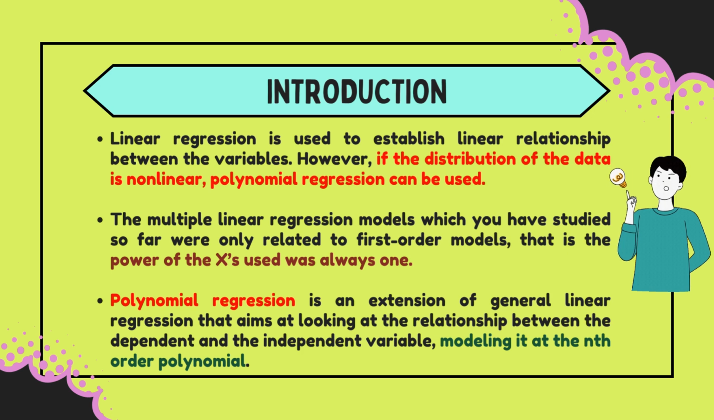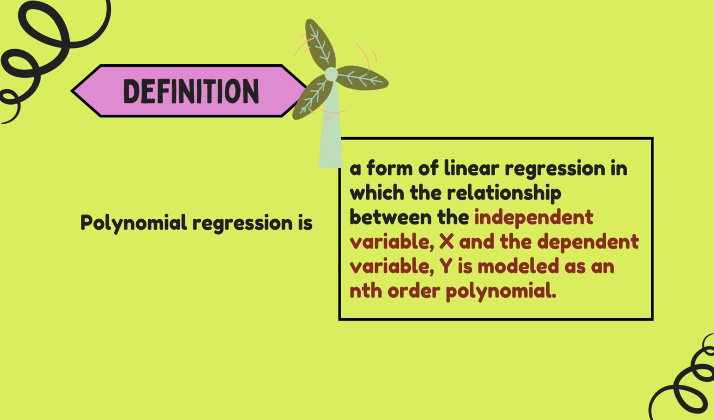Polynomial regression is an extension of general linear regression that aims at looking at the relationship between the dependent and the independent variable, modeling it at the n-order polynomial. In other words, polynomial regression is a form of linear regression in which the relationship between the independent variable x and the dependent variable y is modeled as an n-order polynomial.